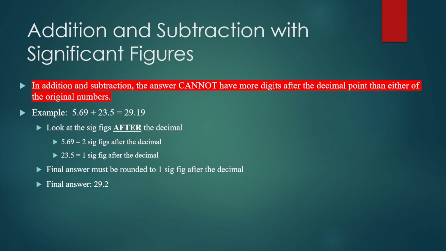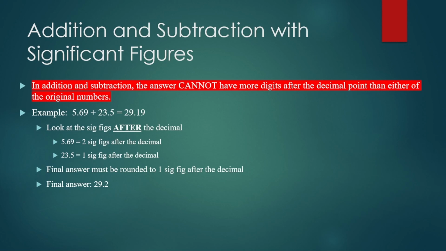So we have 5.69 plus 23.5. When you do the math normally, you get 29.19. Now you have to look at the significant figures of each individual addition option here. So 5.69 has a total of 3 significant figures, but in addition and subtraction, you're only looking at the significant figures after the decimal point. In this case, there are 2 significant figures after the decimal point. So that one has 2, and 23.5 has 1.